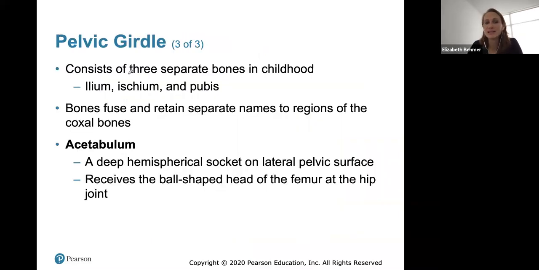The pelvic girdle consists of 3 separate bones in childhood, and they eventually fuse together and retain separate names for the regions of the coxal bones. So here are the 3 separate bones of the pelvic girdle, which we'll talk about. And the acetabulum is the deep hemispherical socket on the lateral pelvic surface. This will receive the ball-shaped head of the femur at the hip joint.